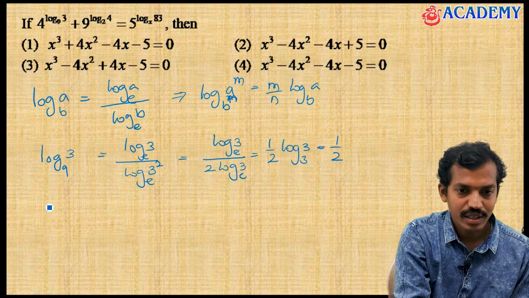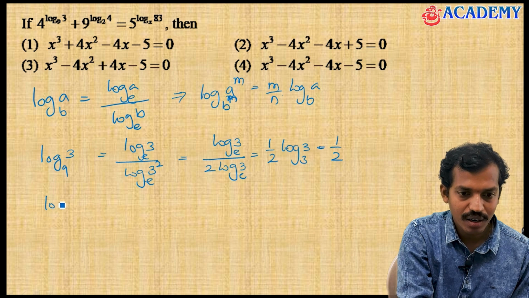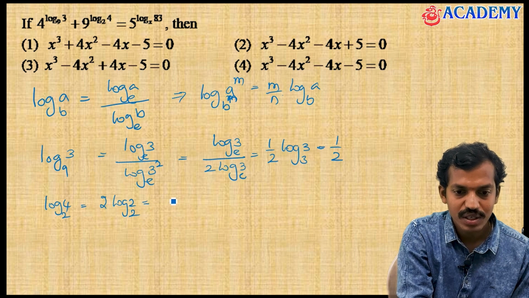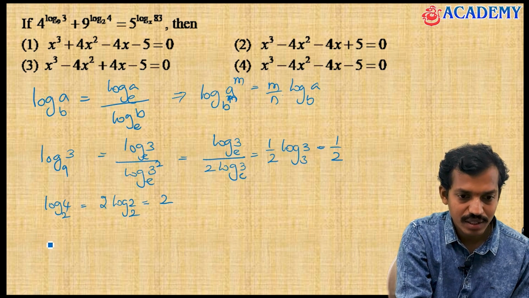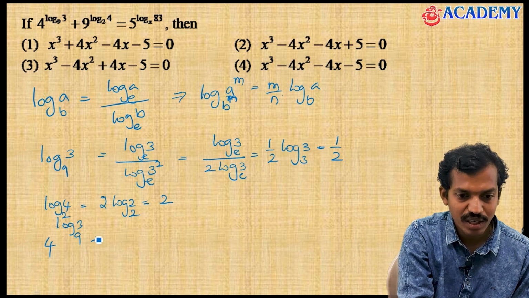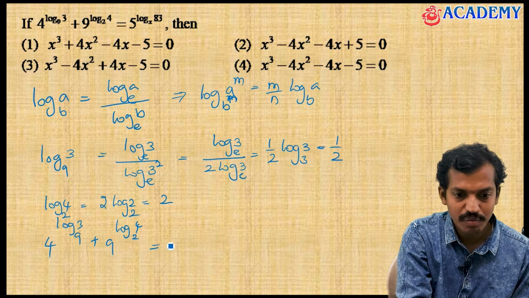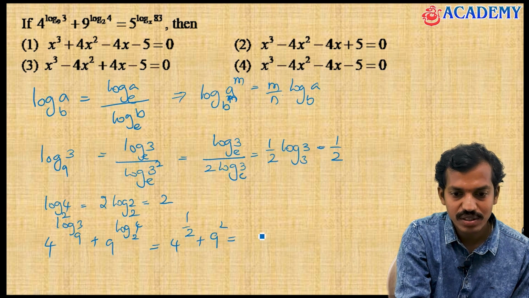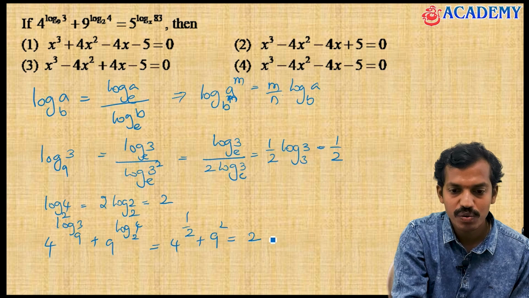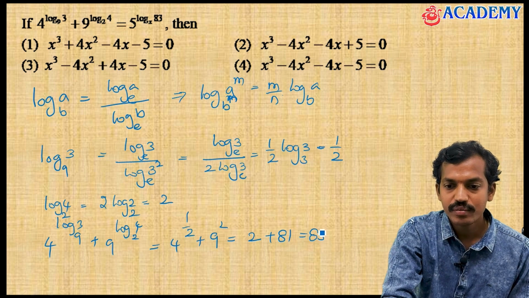In the same manner, right? Here also the same: log 4 base 2 we can write as 2 log 2 base 2, which is nothing but 2 only. I am writing here, see, 4 to the power of log 3 base 9 plus 9 to the power of log 4 base 2 is nothing but 4 to the power of 1 by 2 plus 9 to the power of 2, which is nothing but root 4 is 2, 9 square is 81, so 2 plus 81 is 83.